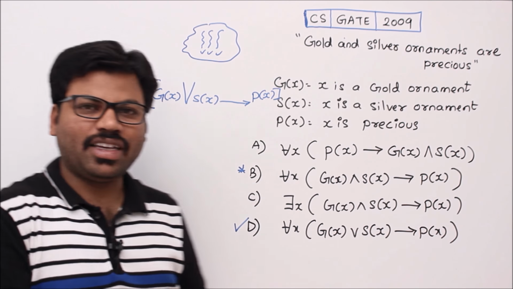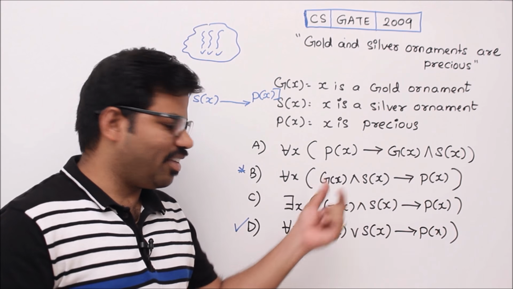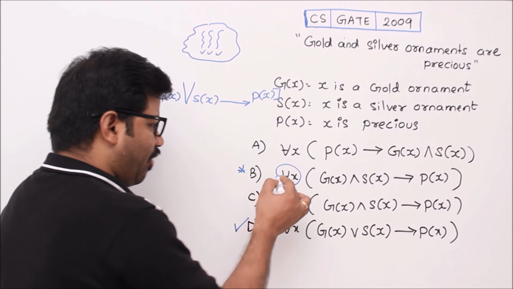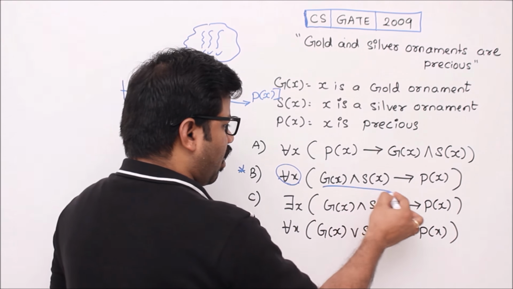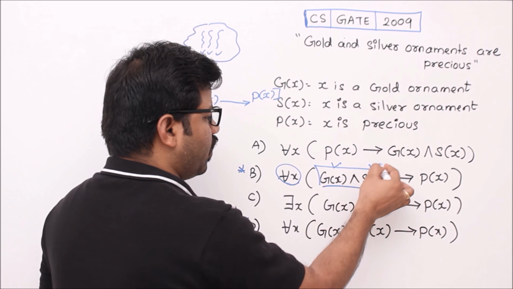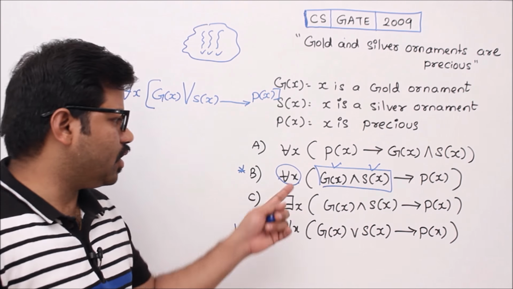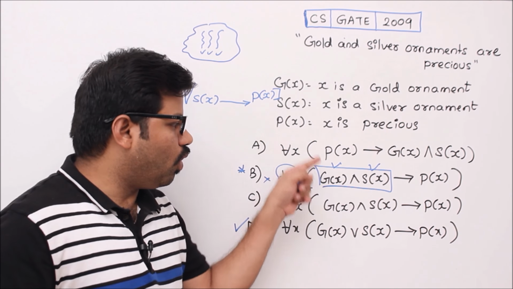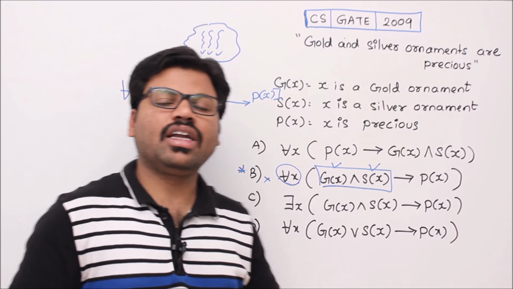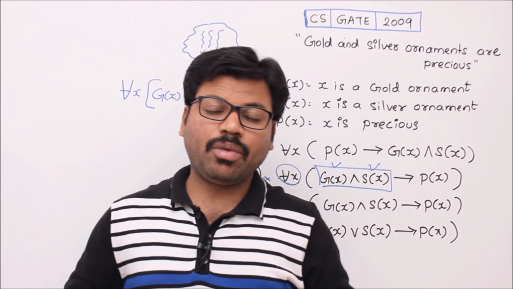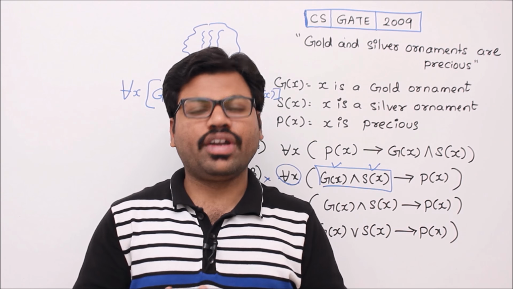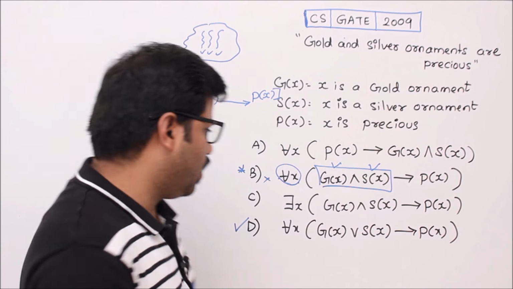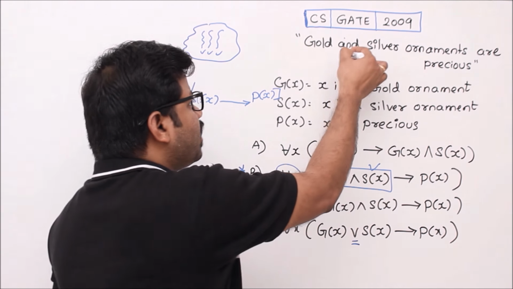The problem with option B is that we know how to read a given first order logic statement, isn't it? Let's try to read it. For all x, every ornament, whenever that ornament is made of gold and silver, then it is precious. That's the meaning of this one. It's wrong. Again, I'm reading it: for every ornament, if it is gold and silver, then we are claiming that it is precious. We don't want to claim about ornaments which are made of both gold and silver. We want to claim about ornaments which are either gold or silver. That's why here OR comes. Then why is "and" given?